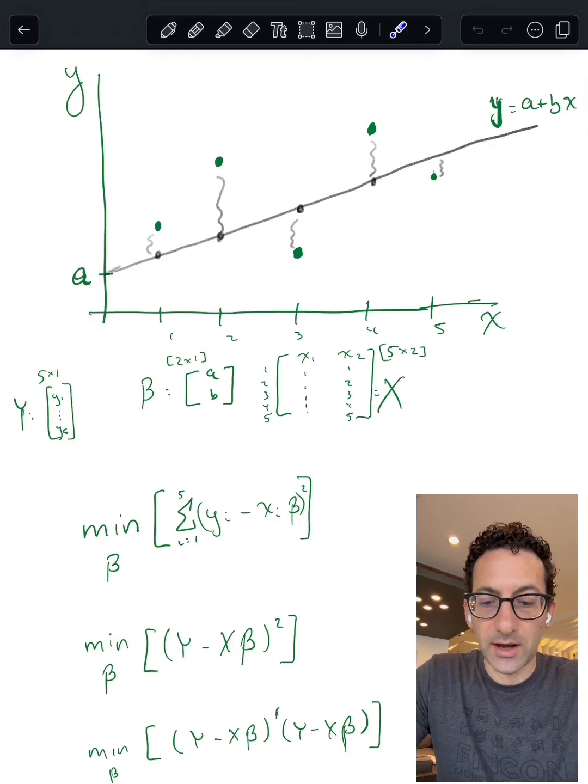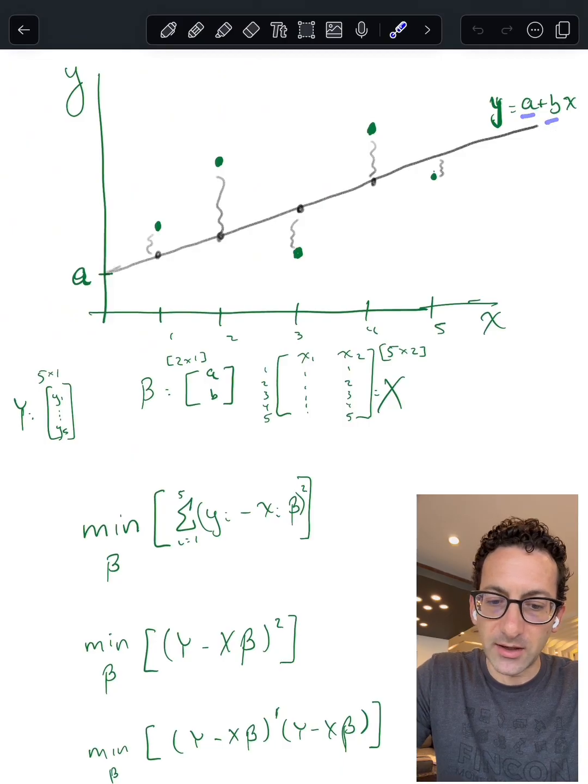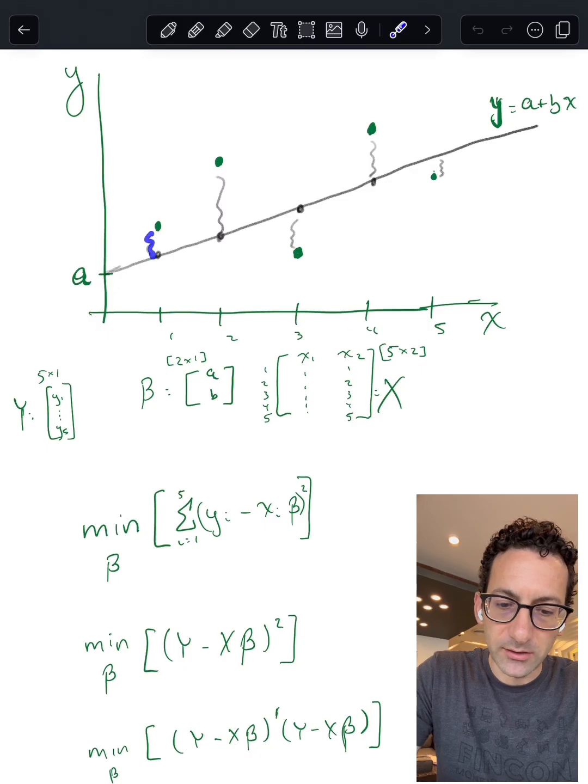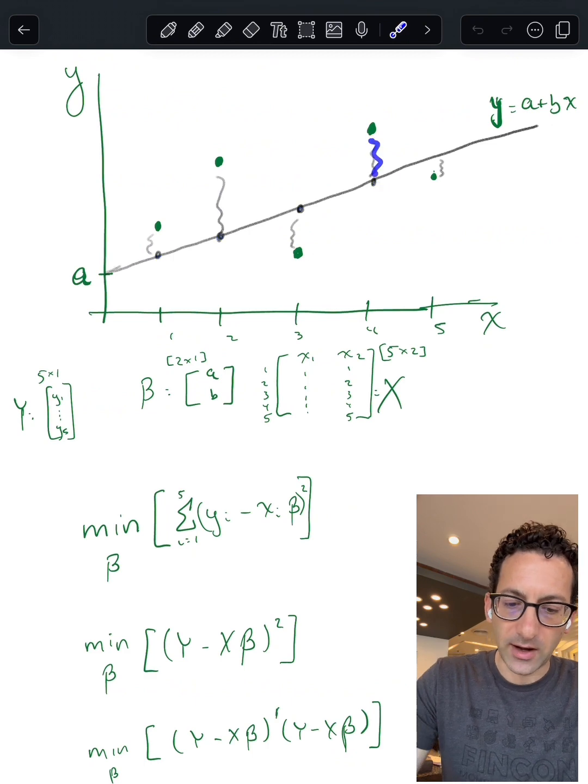So we're going to use calculus and linear algebra to solve for the best A and the best B. It's going to minimize the squared distance between our predictions that are on the line and the actual values.